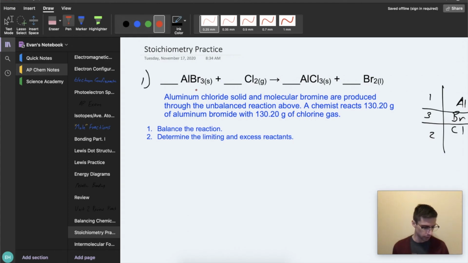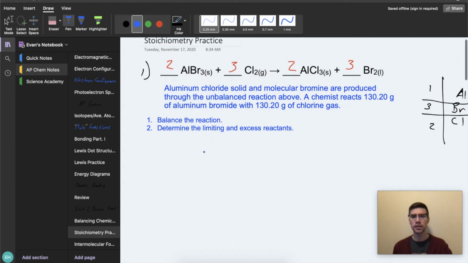So what we end up getting here is coefficients of 2, 3, 2, 3. So we have 6 chlorines here, 6 chlorines on the other side, right? 2 times 3. 2 aluminums, 6 bromines on the left, and 6 bromines on the right. Awesome, so our equation is balanced now. So let's get to the actual stoichiometry part.